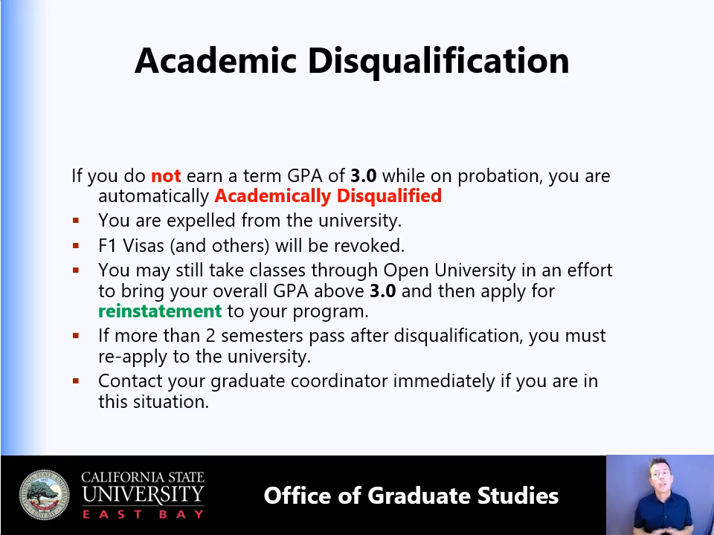The Center for International Education has a specific program for international students called the American Language Program that can provide an interim visa so that disqualified students can stay in the country while they're taking courses to raise their GPA. So that's great. If more than 2 semesters pass after you're disqualified, you can no longer be reinstated. Instead, you must reapply to the university. So you want to take care of this as quickly as possible.